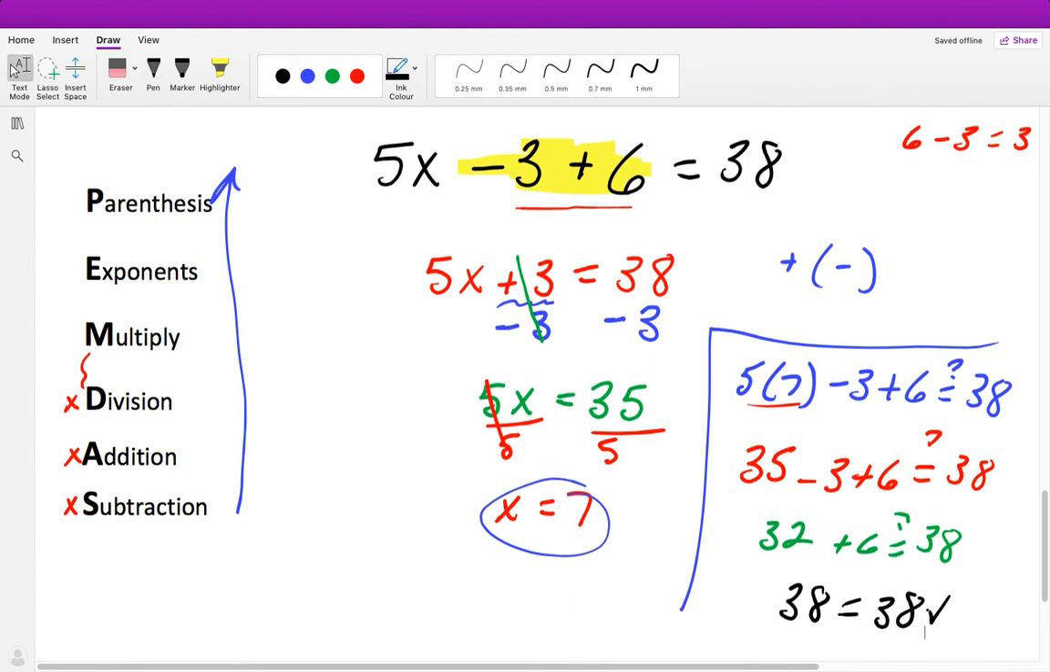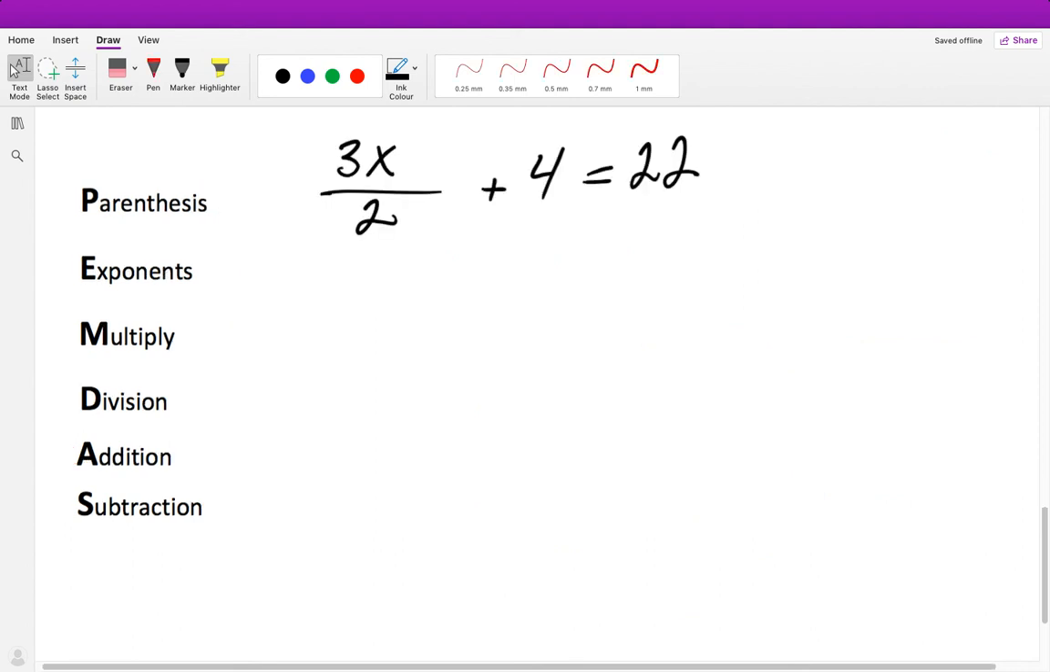All right, there's one more question that we're going to do, and then that will be it. All right, so for this problem, I'm going to show you a couple different ways that we will eventually be able to solve this problem when we get down to this, when we isolate this 3 over 2x. But first, let's go ahead and start.